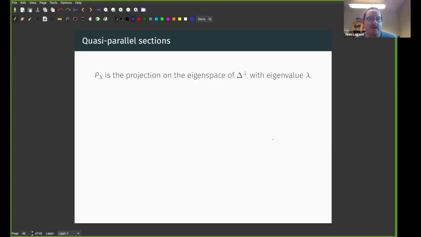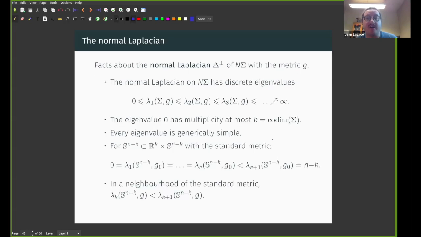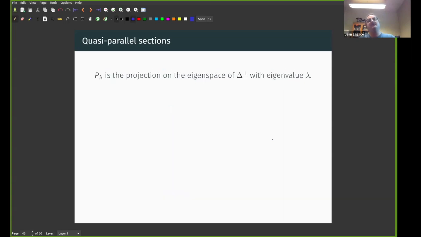And so I will use these facts to define the condition that I call quasi-parallel mean curvature. So let's put P_lambda to be the projection on the eigenspace of the normal Laplacian with eigenvalue lambda. And I define the operator Q to be the sum over all lambdas that are strictly smaller than lambda_{k+1}, and of course lambda in the spectrum of this normal Laplacian, of these P_lambdas.